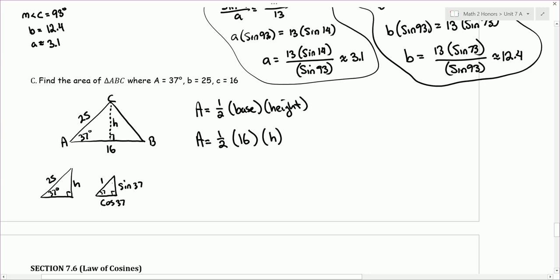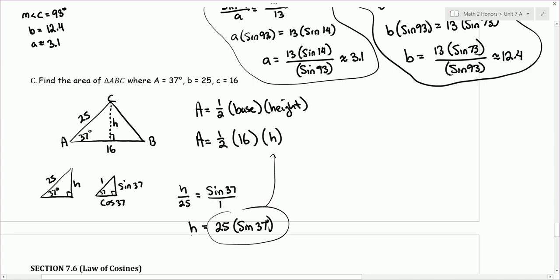And so we can set up a fraction. We could say that H over 25 is the same as sine of 37 over 1. And if I cross multiply, I'm going to get H is equal to 25 times the sine of 37. So I'm going to take that and plug it into our equation here.